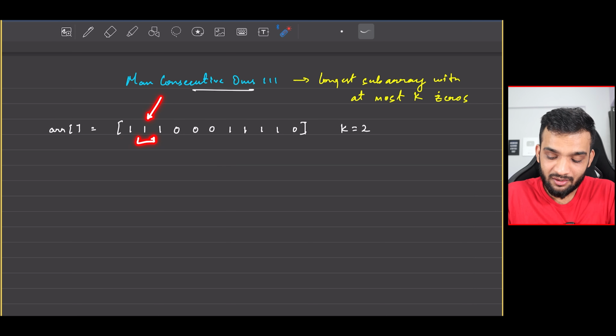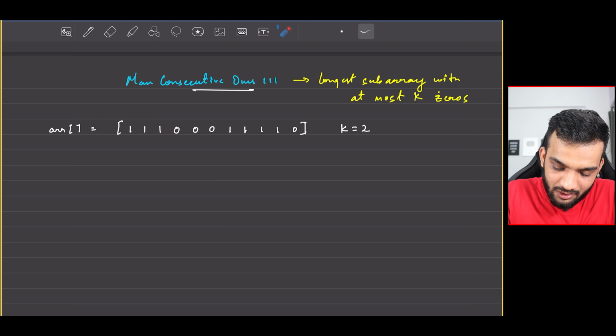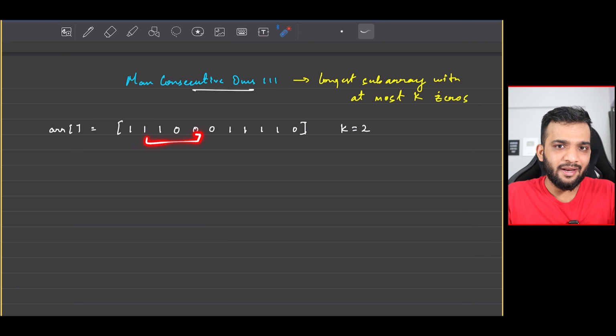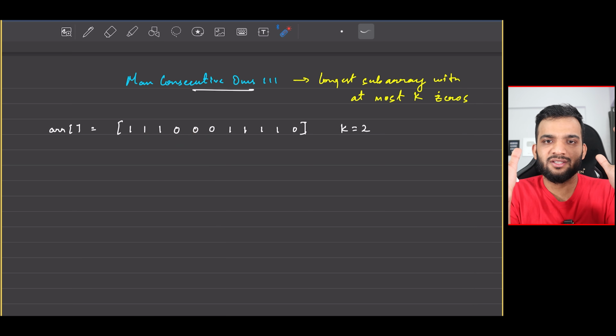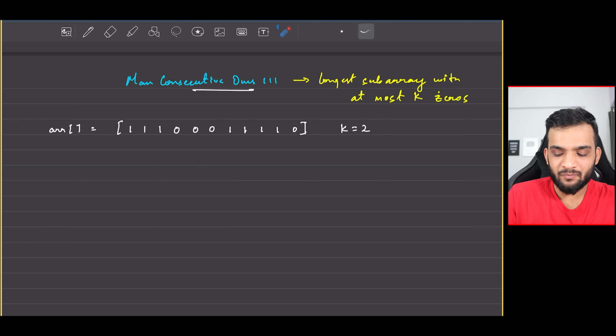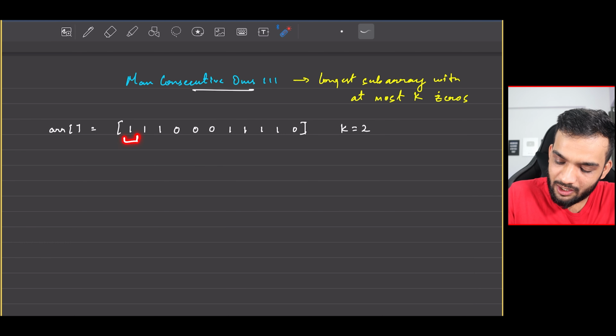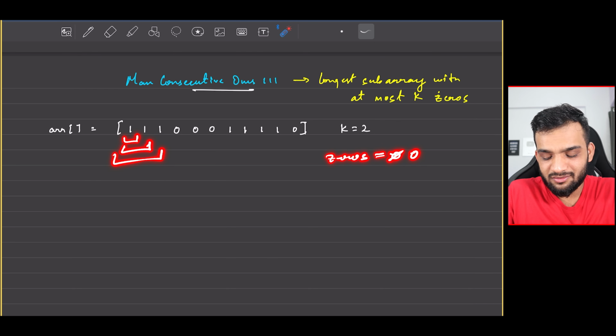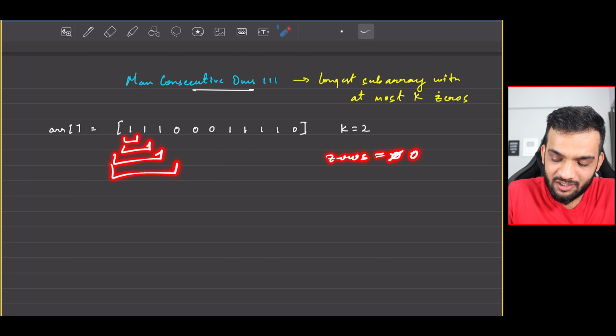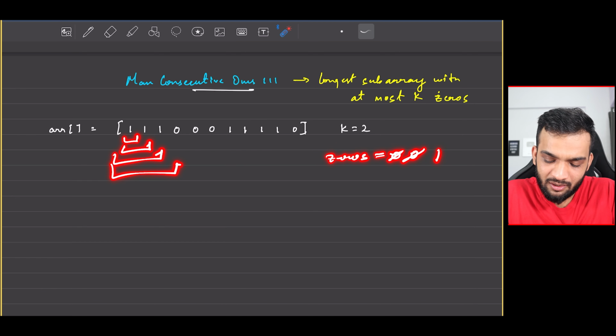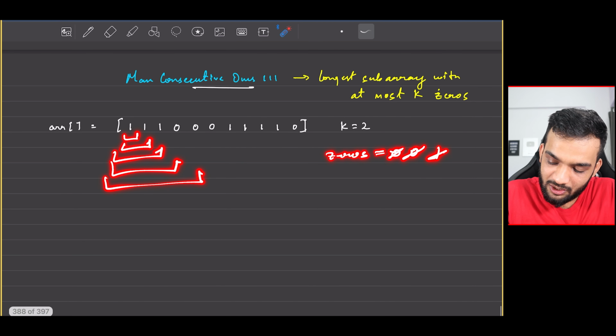After that, I can start with this one. So this is a subarray. This is a subarray. This is a subarray. And this is a subarray. So I can generate all the subarrays. Now, can I say one thing? When I have this subarray, the number of zeros are 0. When I have this subarray, the number of zeros are still 0. When I have this, the number of zeros are still 0. When I have this, the number of zeros are 1. When I have this, the number of zeros are 2. When I have this, the number of zeros are 3.